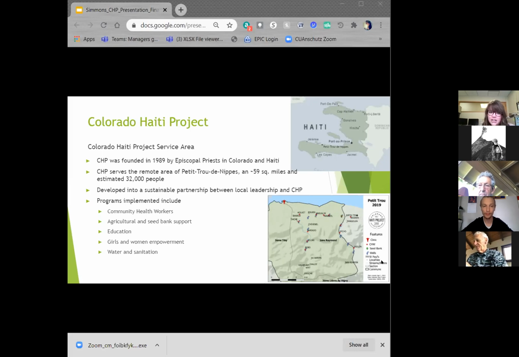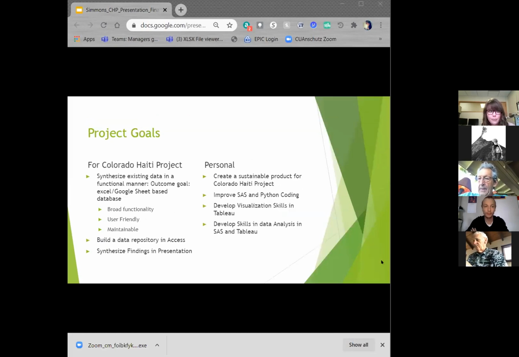So Colorado Haiti Project has developed a multitude of programs within its service area, all aimed to combat different challenges that Haiti has struggled with throughout its history. So you can see on the map the creation of wells, the seed banks, and where community health workers are clustered. So my project was really aligned with the goals of the community health workers, which was learning more about the area that Colorado Haiti Project serves. So goals for my project with Colorado Haiti Project were to help them take the data that they have, limited as it is, and transform it into something that's usable for them moving forward.